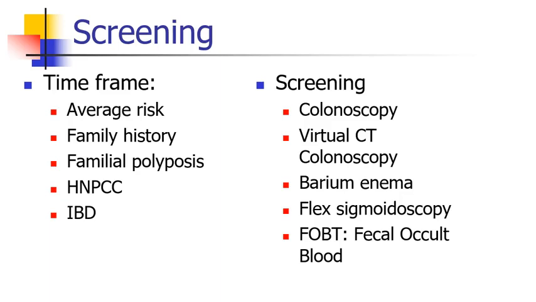The other HNPCC, the other familial type, they will start their colonoscopies around age 20, 21. If you have IBD, they will start you on yearly colonoscopies about 8 years after the diagnosis, because it's around year 10 and later that you become at risk.